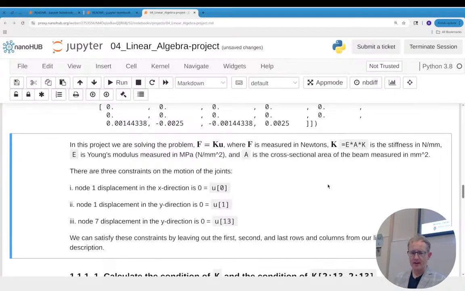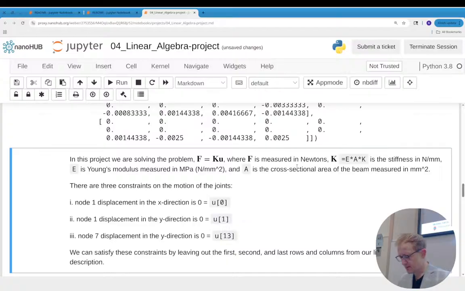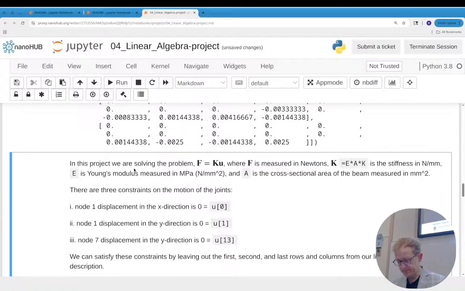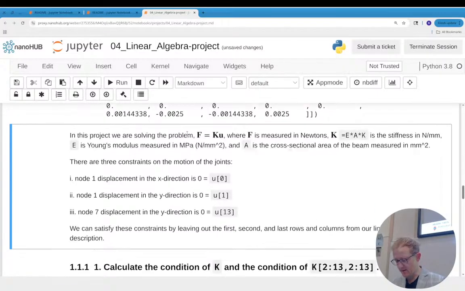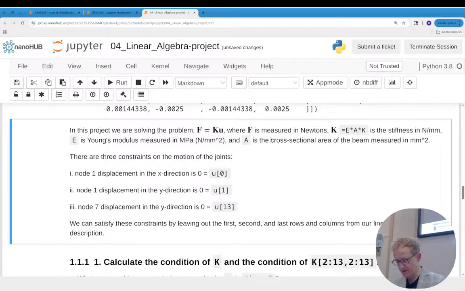One note about the stiffness matrix: this is really a Newton per millimeter, so E and A should be megapascal and millimeter squared. So what's the cross section? You could use Newton per meter squared and meter squared, but then you have to change the units in here. We need a set of consistent units.